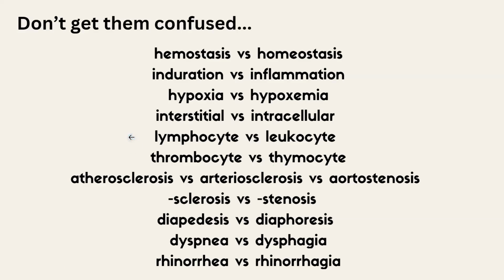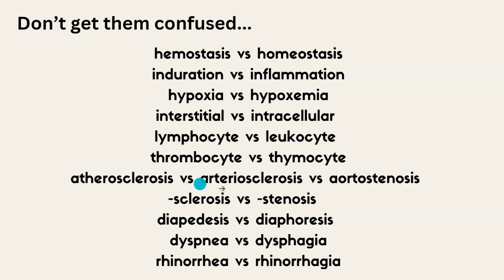All right, this one we have three of them. So atherosclerosis versus arteriosclerosis versus aortostenosis. Well, let's start on this far right side, since this one has a different suffix and root. So our suffix stenosis is for narrowing, and our root or combining form aorto is for the aorta. So this is going to be narrowing of the aorta, aortostenosis.